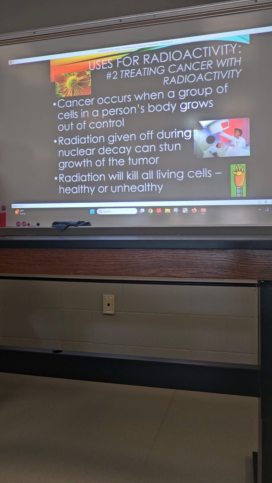So the radiation is not discriminatory. It'll kill anything that it is pointed at, basically. Okay, and so this one is going to kind of explain this.